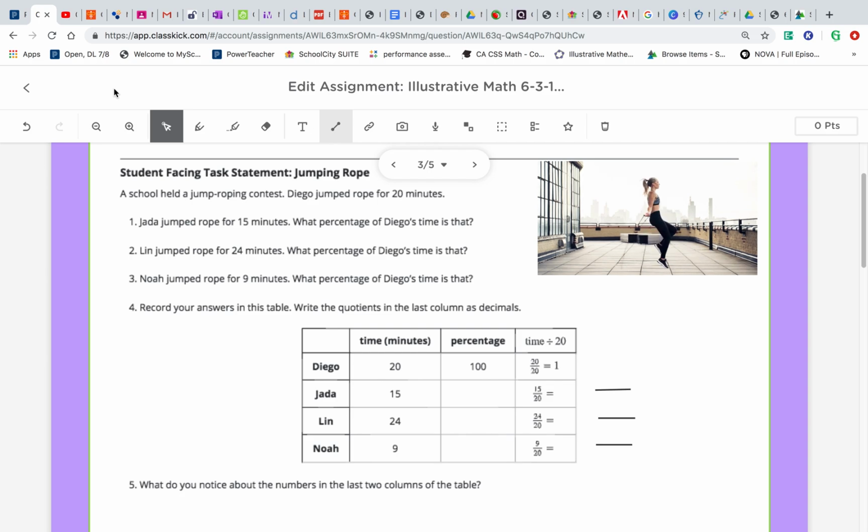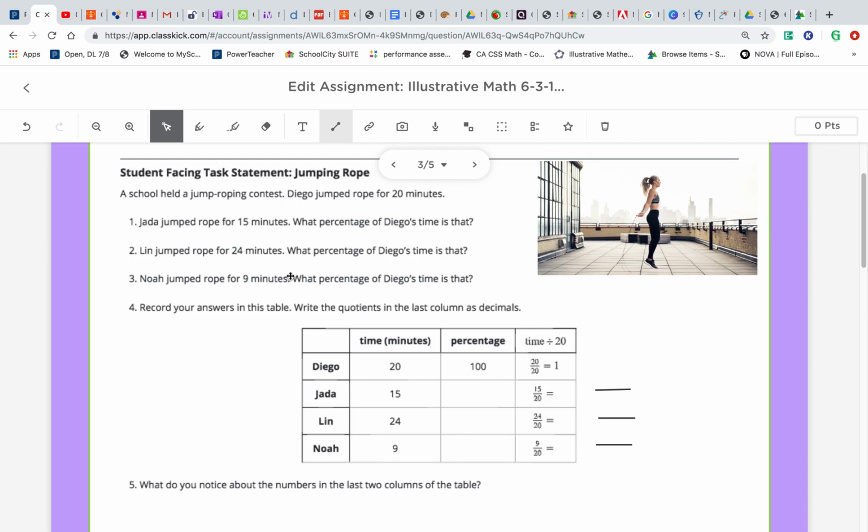All right, so today's first activity deals with jumping rope. You can see a woman jumping rope here, and they tell us some facts about some people jumping rope. They say that a school held a jump roping contest and Diego jumped rope for 20 minutes.